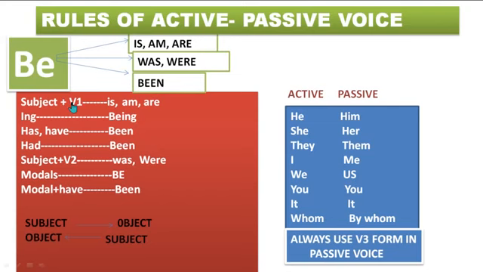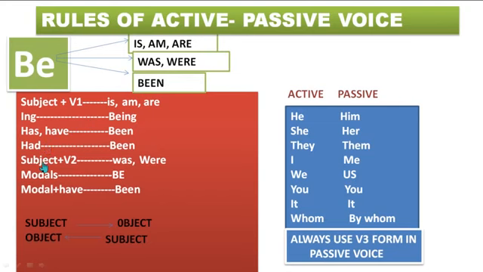If the sentence is present indefinite, subject plus first form, then we will use the first form of be, that is is, am, and are. If the sentence is in continuous ing, then we will use being. If the sentence is in present perfect tense, then we will use the third form of be, that is been. If the sentence is in past perfect, then we will use the third form of be, that is been.